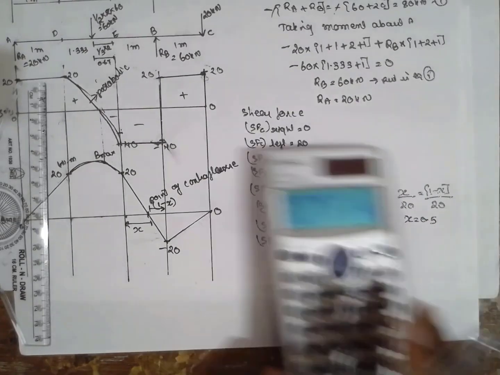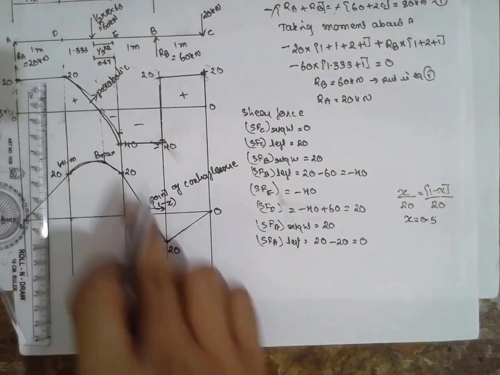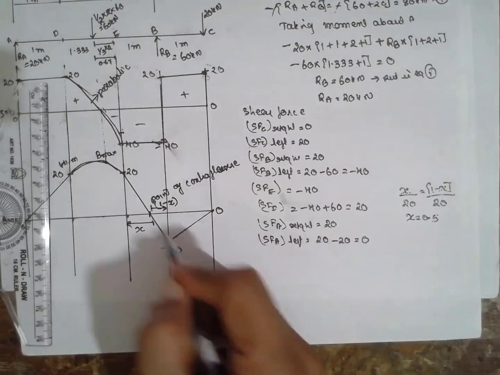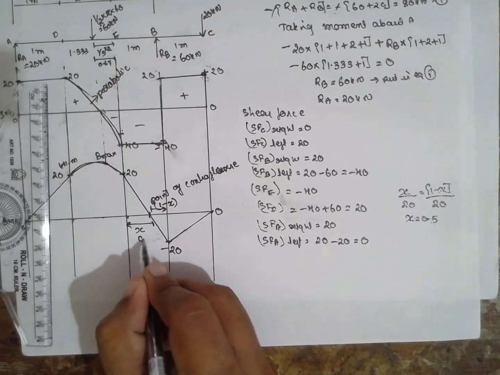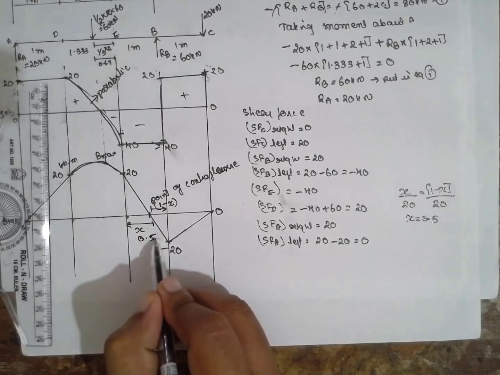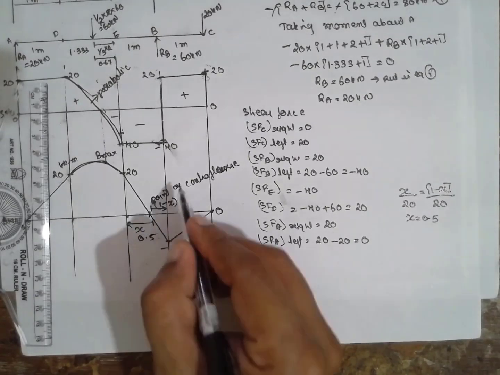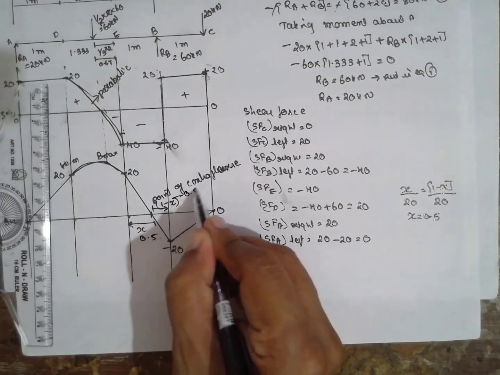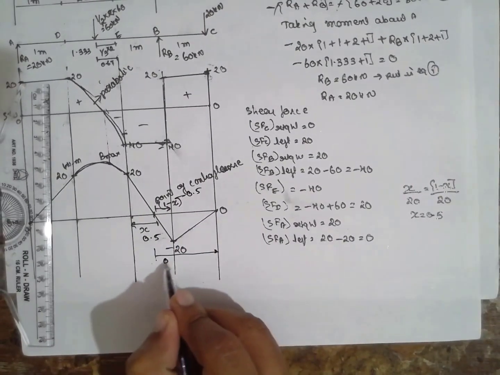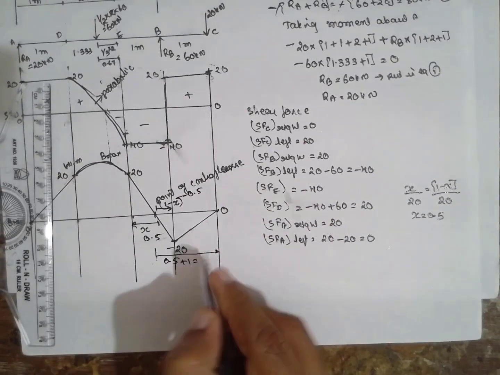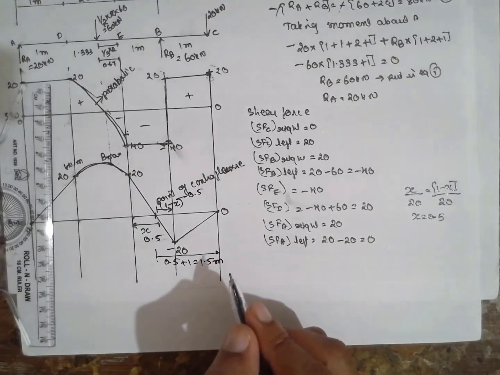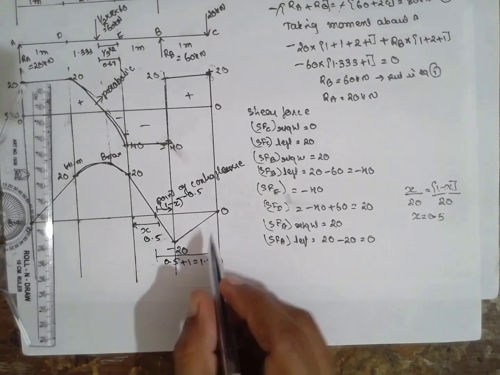This is applicable when it is a completely straight line. If it is a curve, this method is not applicable. It should be a completely inclined line. The value for this one is 0.5. Now if it is 0.5, then 1 minus X is again 0.5. Now total length from this part to this point will be 0.5 plus 1, that means it will be 1.5 meter. It is the contraflexure point.